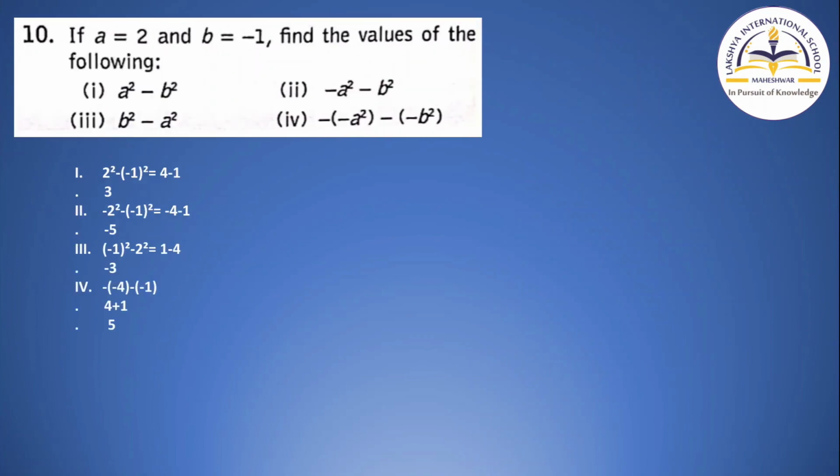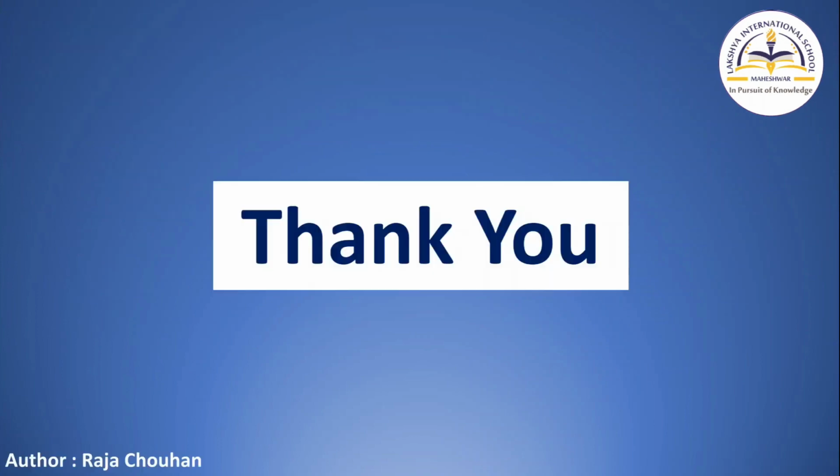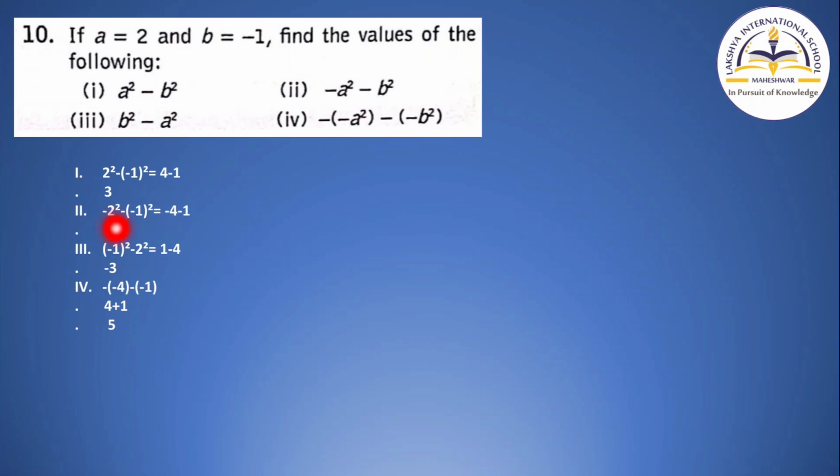Now question number 10, if a equals 2 and b equals minus 1, find the value of the following. a square minus b square. So 2 square minus 1 square. So 2 square equals 4. 4 minus 1 equals 3. Now here minus 2 square minus 1 whole square. You can see minus 4 minus 1. So minus 4 minus 1, minus 5. So you just have to put the values and solve them. Then you will get your answer.